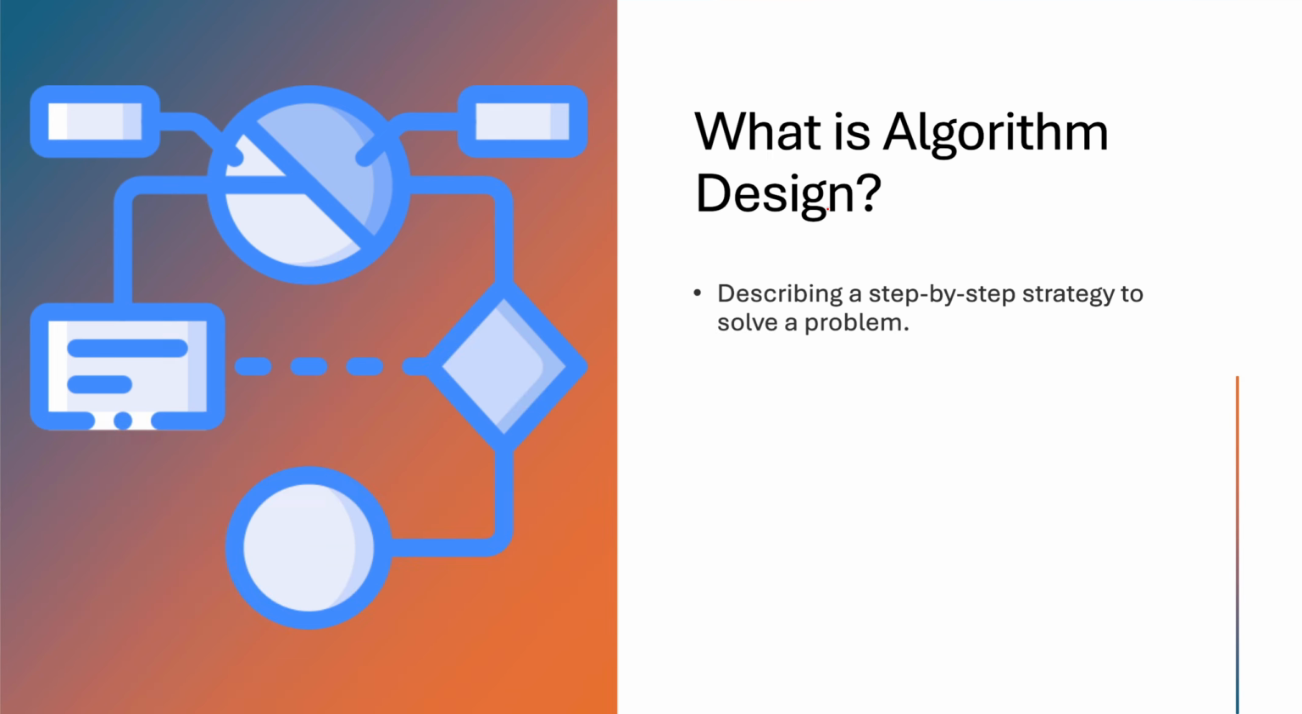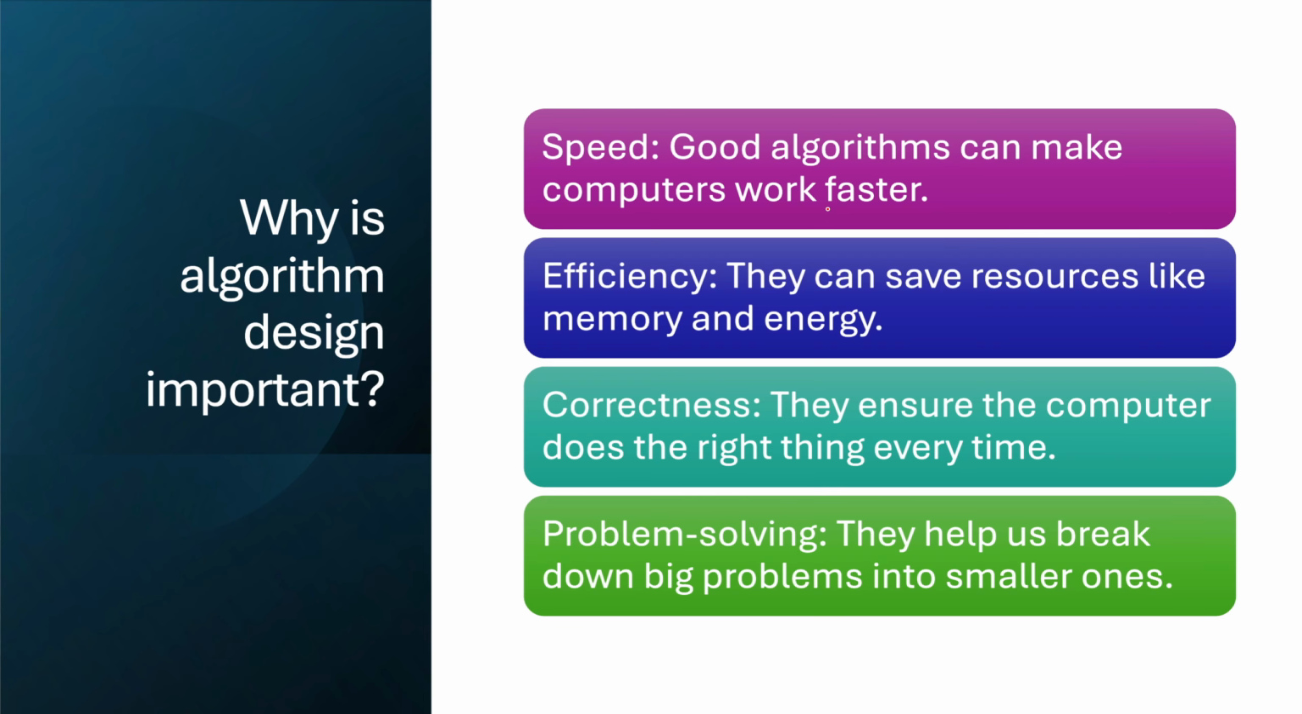Next, we have algorithm design. What is algorithm design? Describing a step-by-step strategy to solve a problem. Why is algorithm design important? Speed. Good algorithms can make computers work faster. Efficiency. They can save resources like memory and energy. Correctness. They ensure the computer does the right thing every time. Problem solving. They help us break down big problems into smaller ones.